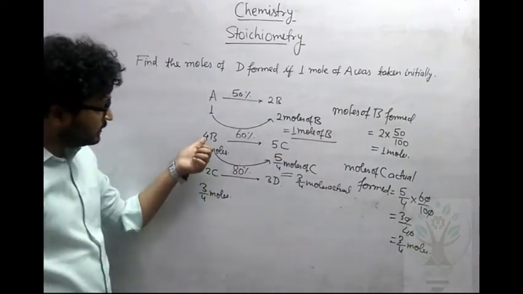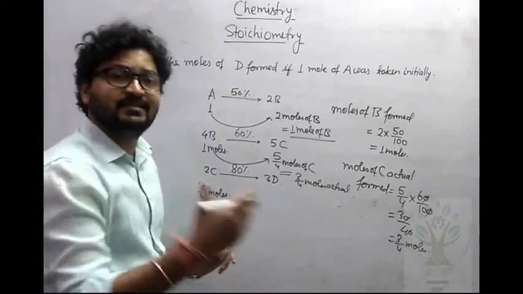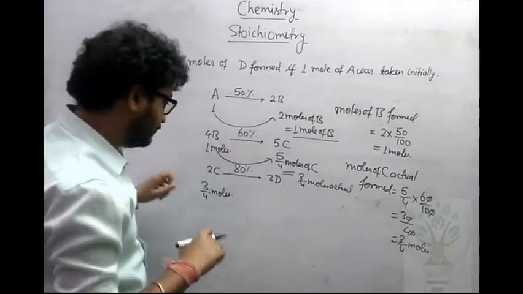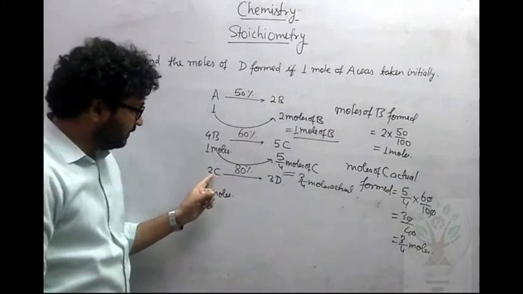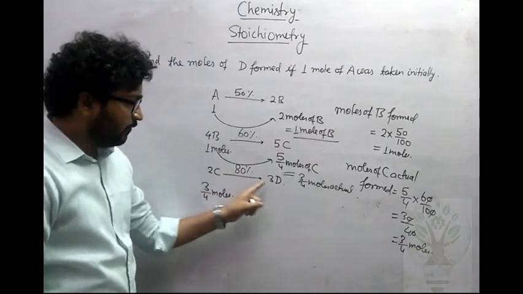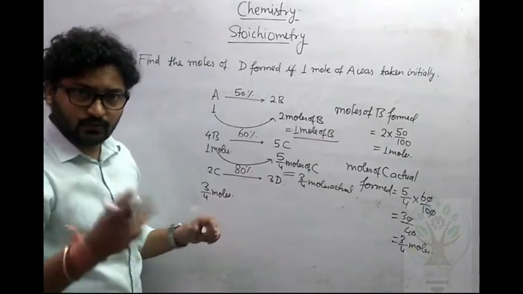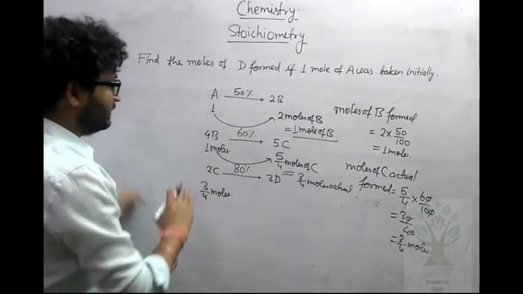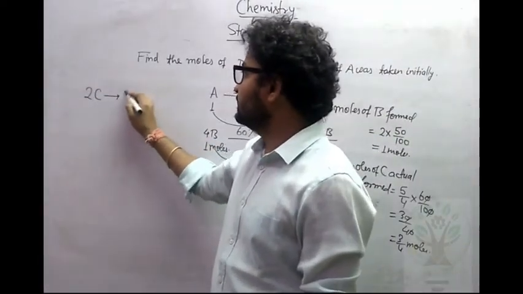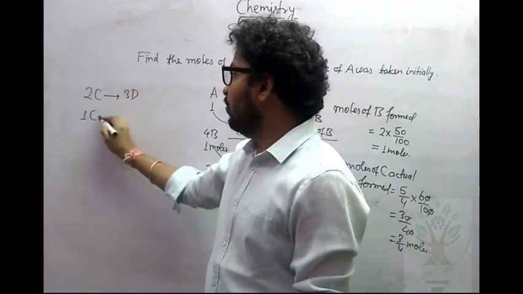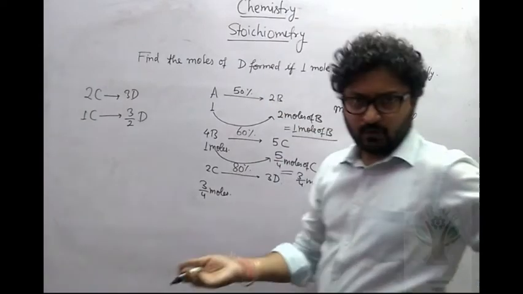Remember, these 2, 4, 5, 3 are stoichiometric coefficients. These are not the moles. These are just the relation. I hope you remember the first class of stoichiometry. Now 3 by 4 moles of C. See what is written here. 2 moles of C form how many moles of D? 2C forms 3D. So let me write it here. 2C forms 3D. So tell me, 1C will form how many D? 3 by 2 D. Okay, unitary method.